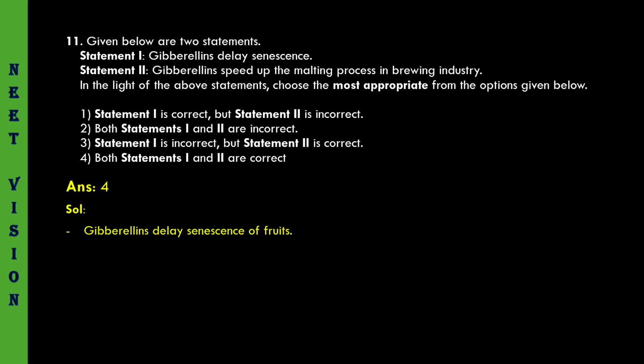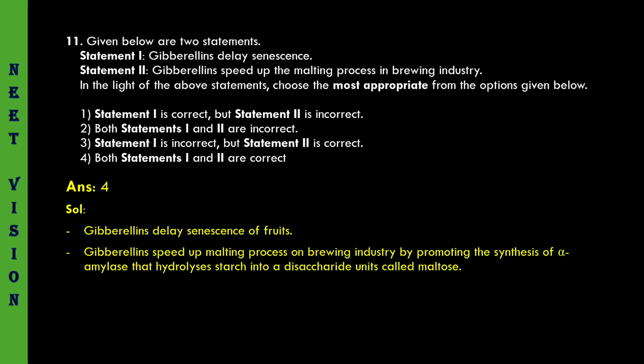Fourth one is given. Gibberellins delay senescence of fruits. Gibberellins speed up malting process in brewing industry by promoting the synthesis of alpha amylase, which hydrolyzes the starch into a disaccharide maltose.